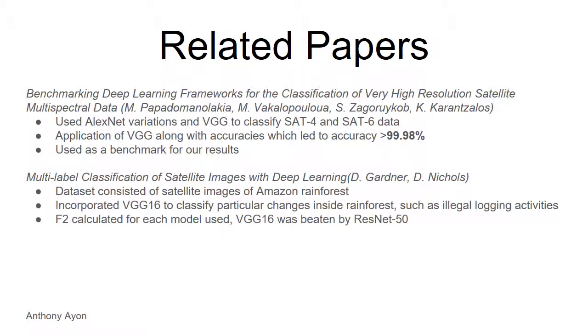Here are some papers related to our topic. The first paper used AlexNet variations and VGG to classify SAT4 and SAT6 data on land use, in which they were able to obtain a 99.98 accuracy for the VGG. The other consisted of satellite images of the Amazon rainforest, which classified each one using VGG16. In this case, based on F2 calculations, ResNet 50 had a better score than VGG16.